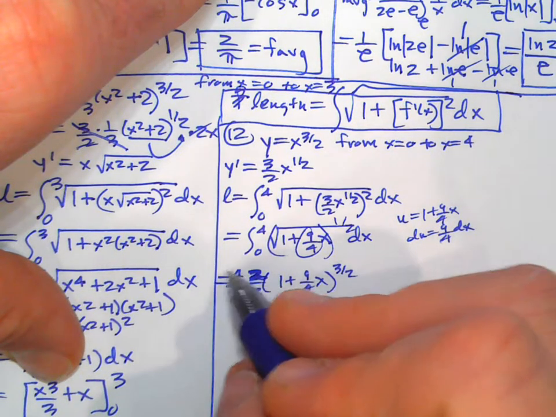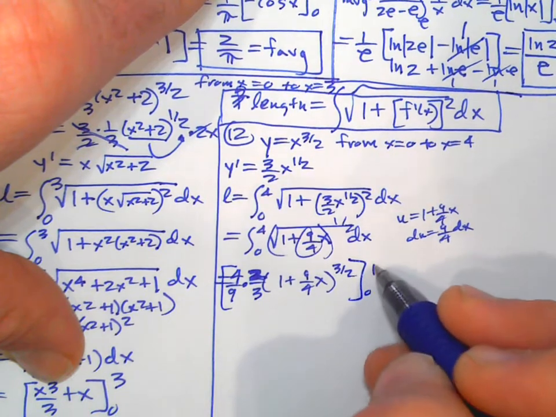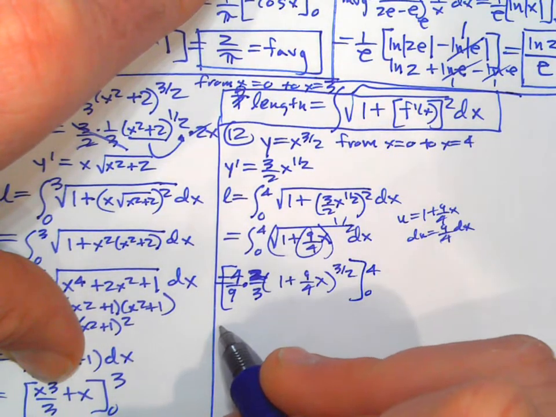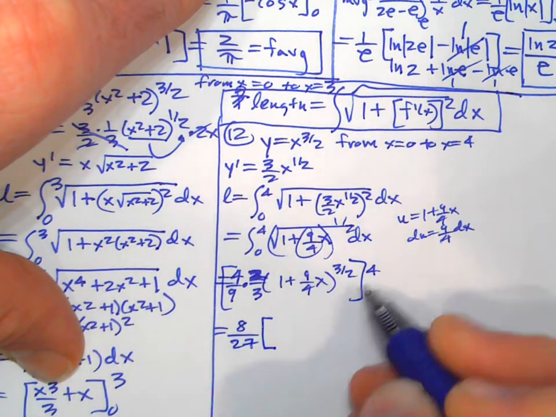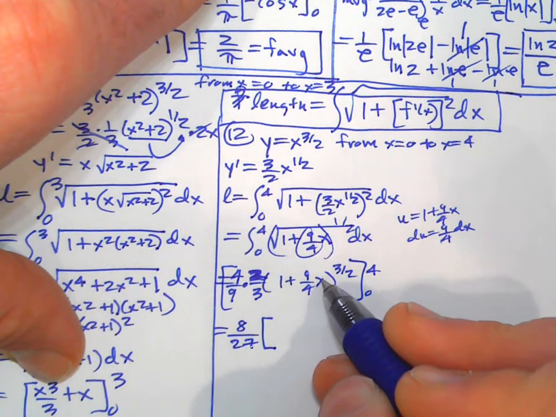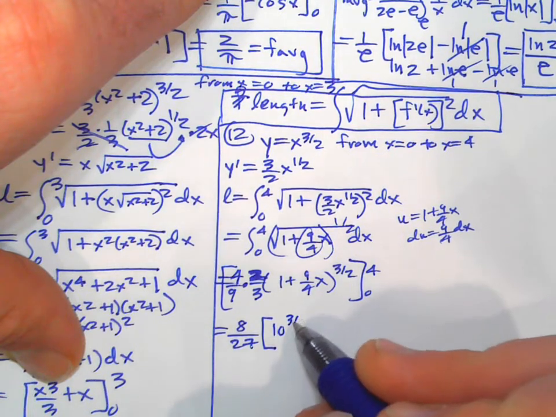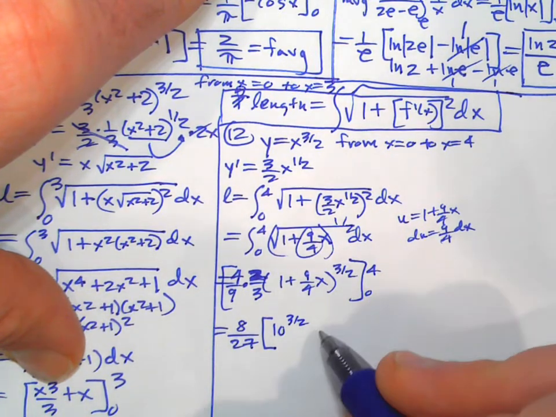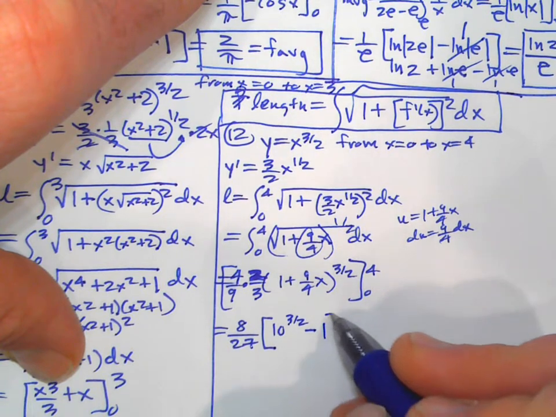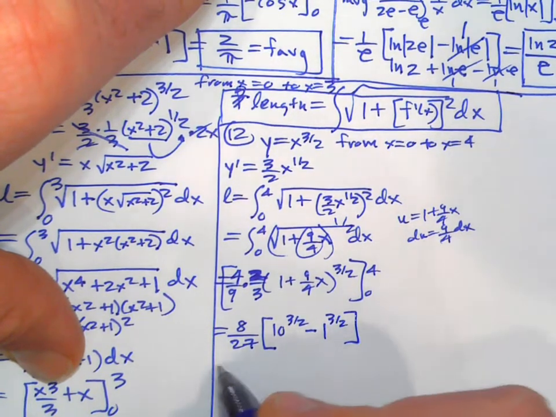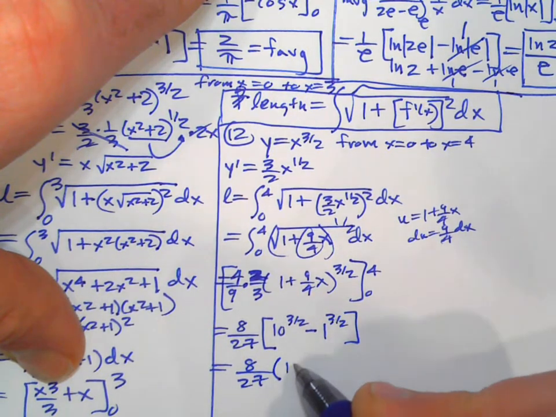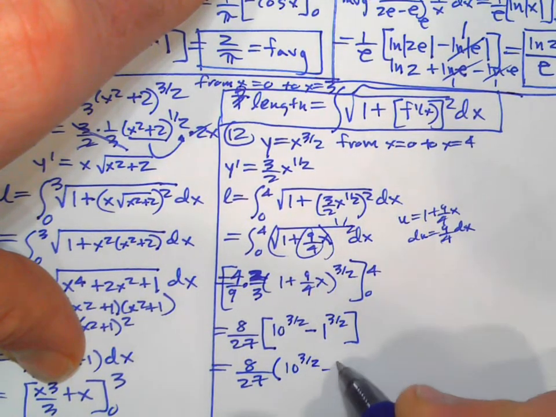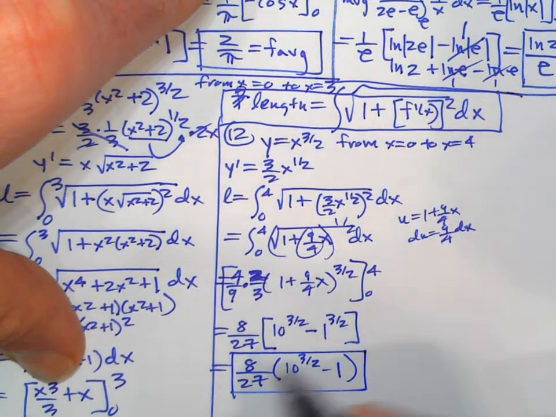Okay, and then of course we have to plug limits in. Now, this is going to be 8/27. If you plug 1 in, it's going to be 1 plus 9, so 10 to the 3 halves. And you plug 0 in, and it's going to be 1 to the 3 halves. So the answer is going to be 8/27 times (10 to the 3 halves minus 1). Seems fine.